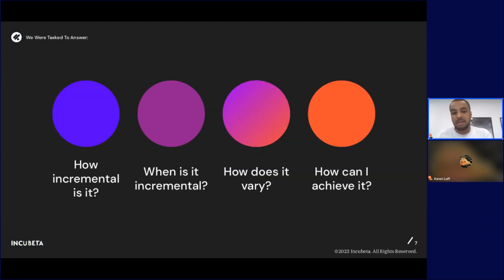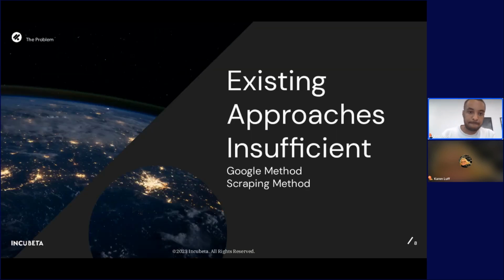When we look at it, we wanted to break it down into the 4 key areas. How incremental is it? When is it incremental? How does it vary? And how can I achieve incrementality across the board in terms of my paid activity and my organic activity from an SEO perspective? Cool. So we wanted to look at the way that things were run before.